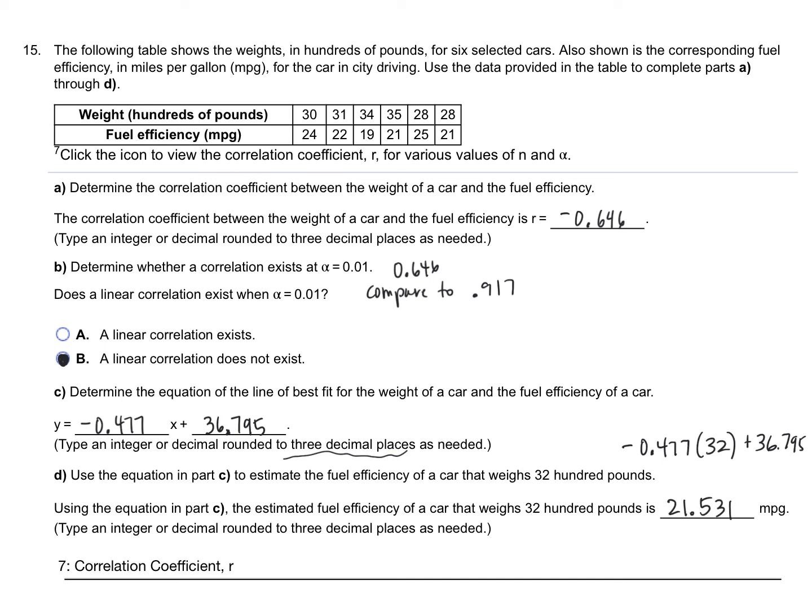21.531. The key says 21.523, and I am guessing that they are using the non-rounded version, but since you have the rounded version right here, you can just use that. And so if your decimal is off a little bit, that could be why.